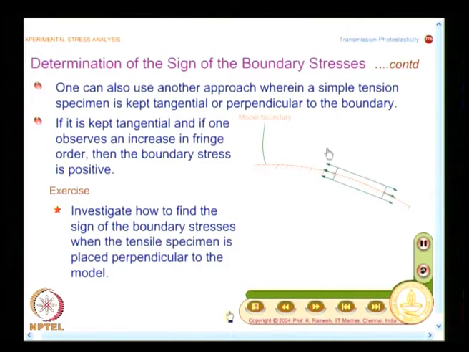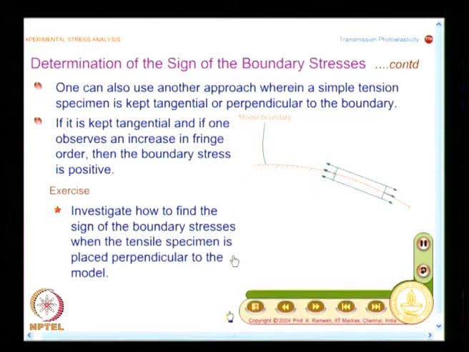If it is kept perpendicular to the boundary, the reasoning will be different, because you are adding or subtracting retardation in a direction perpendicular to it. So you have to be very careful when it is tangential to the boundary and when it is perpendicular to the boundary. So, develop that reasoning when the tension specimen is kept perpendicular to the boundary.